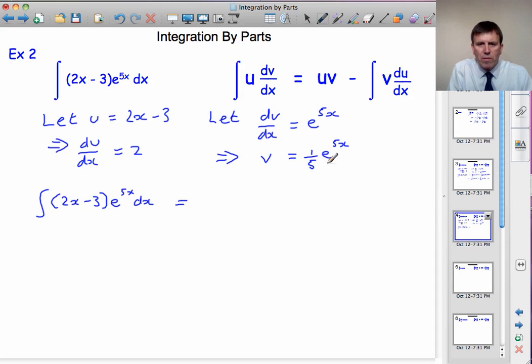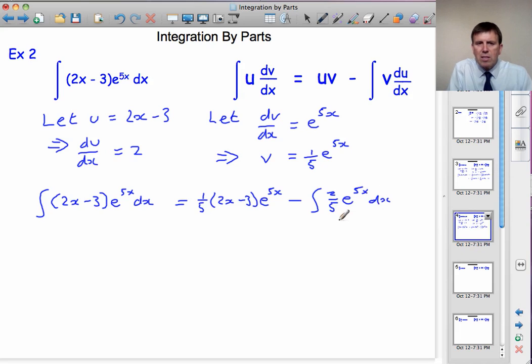uv, that's 1/5 e to the 5x times 2x minus 3. Let's put the fifth at the front, then the linear function 2x minus 3 and e to the 5x at the back, minus the integral of v du by dx, which is 1/5 e to the 5x multiplied by 2. So that's just 2/5 e to the 5x dx.